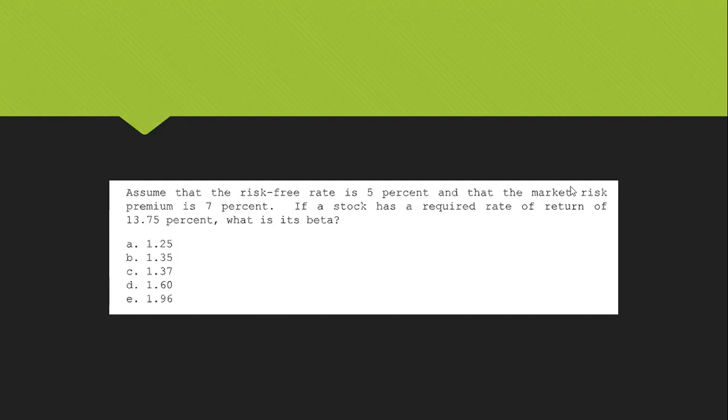Okay? So take note that if you see a risk premium, that means that percentage has already been net of the risk-free rate. It has already been deducted the risk-free rate. So, do not deduct the risk-free rate again. Okay, because remember, market risk premium is market return minus risk-free rate. Okay, so your answers are correct. So, the beta for this stock is 1.25. Very good.